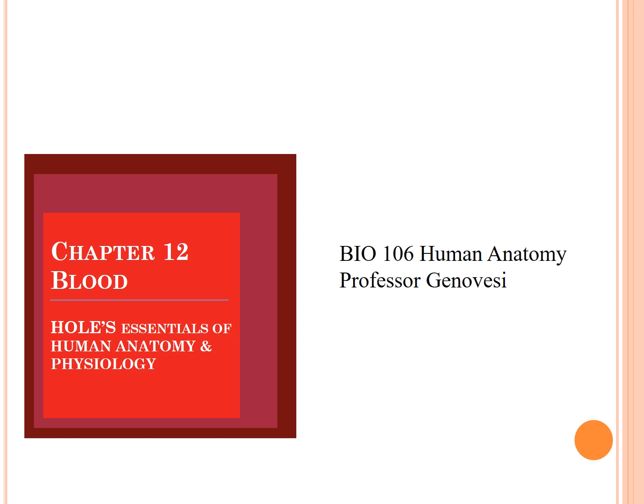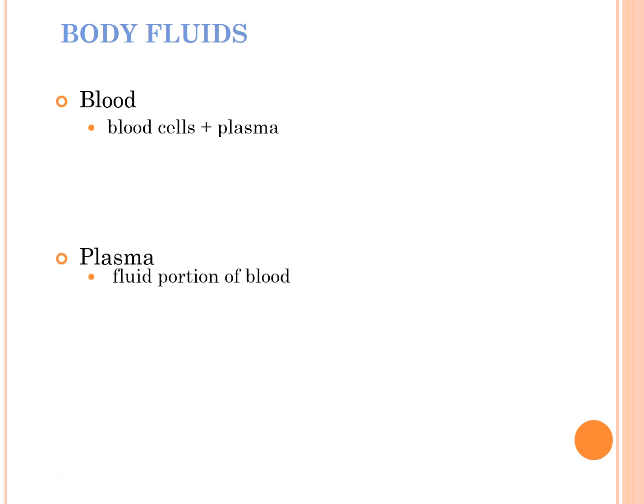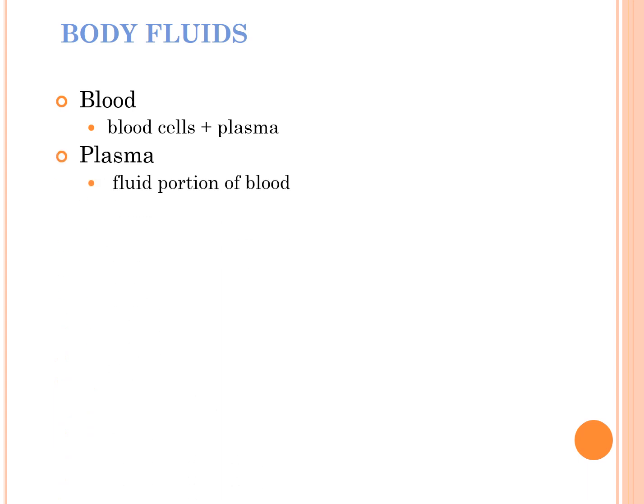Chapter 12, we're going to cover blood. There are a variety of different body fluids found in the human body. Blood, which consists of blood cells and plasma. Plasma being the fluid portion of blood. Serum is when plasma is obtained minus the clotting factors, known as fibrinogen.